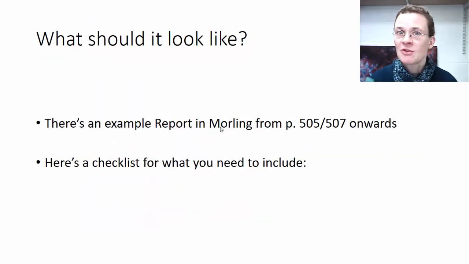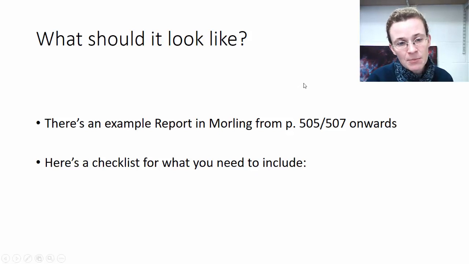What should it look like? What does a report look like? Well, of course, scientific articles are like reports. So they're good. If you've read those already, that'll give you a good idea. But if you want a more specific example, have a look at the Morling book. Depending on which version you have, it's either page 505 or 507. That'll give you exactly what to do in a report. It shows you an APA style experimental lab report. So use that as a guide if you want to know just what it looks like.